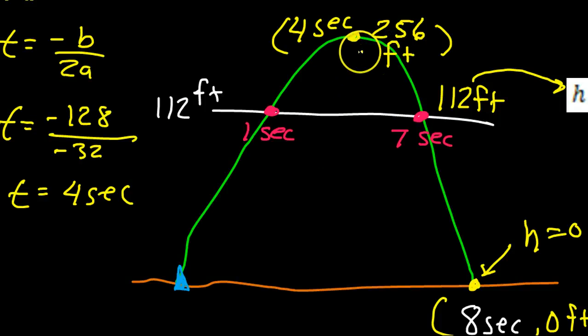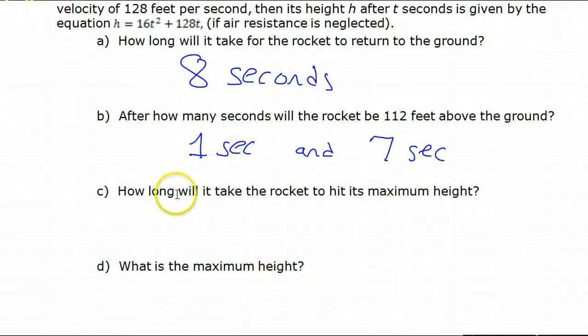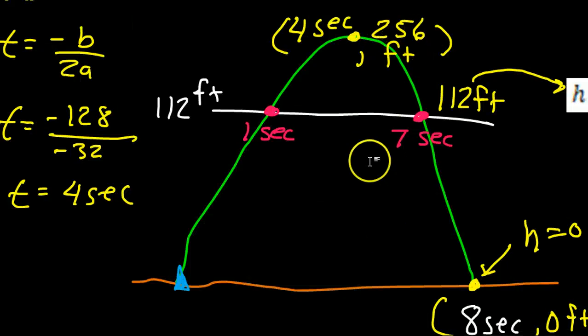Alright, so this is the vertex: the highest point, after 4 seconds, 256 feet. That's the maximum. So this will help us answer these last 2 questions. How long will it take the rocket to reach its maximum height? 4 seconds. And what is the maximum height? 256 feet.